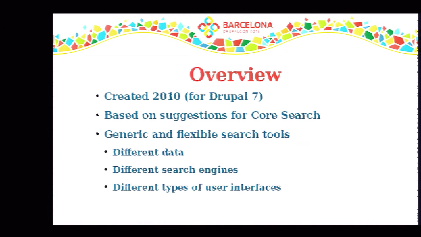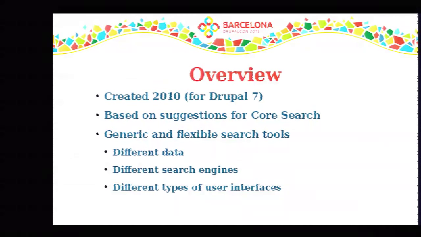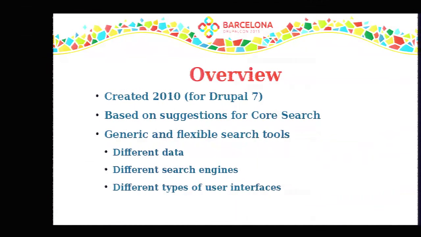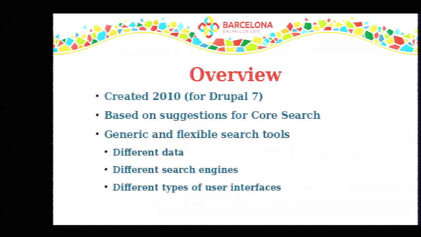But before I begin with the demo, a quick overview of the Search API in general. It was created in 2010 for Drupal 7, based on some of the suggestions floating around regarding core search for Drupal 8. So there were a lot of ideas about being more flexible in the kind of data you can search, in the kind of backend you can use for searching, and all of that. And really, I tried to come up with a completely new implementation of search, not based on core search, that would incorporate as many of these features and functionalities as possible.